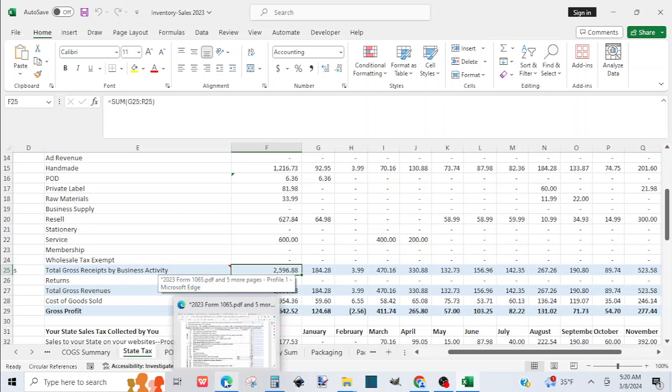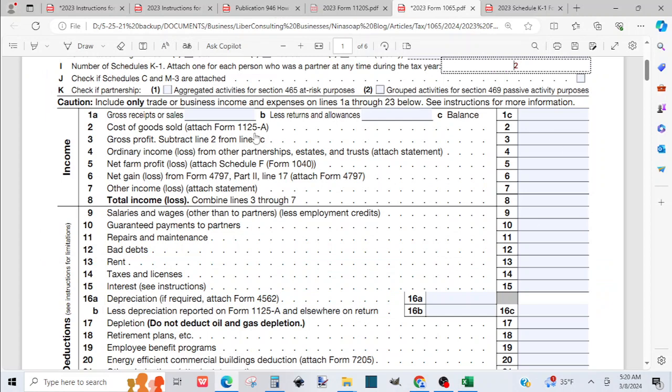So, 2596.88. We will put it on line 1a. Well, it's allowing me to do that. Okay, but it needs to be rounded, so 2597. And if any row is not applicable to you, or is 0, you just leave it blank. So in this example, 2597, we can double check it again.